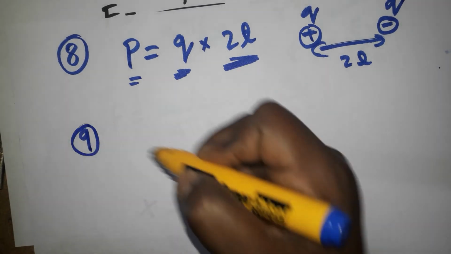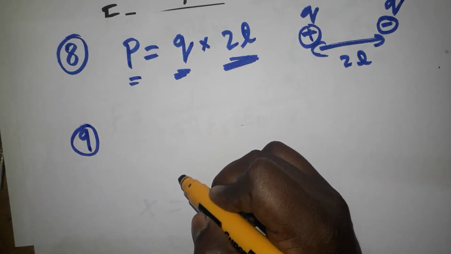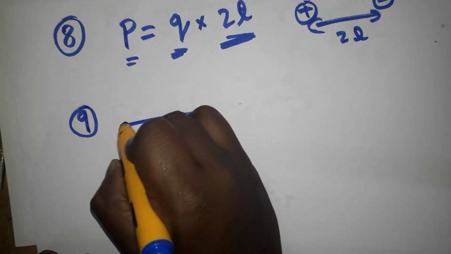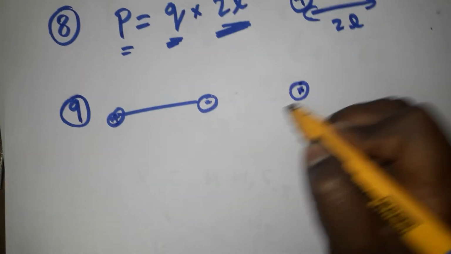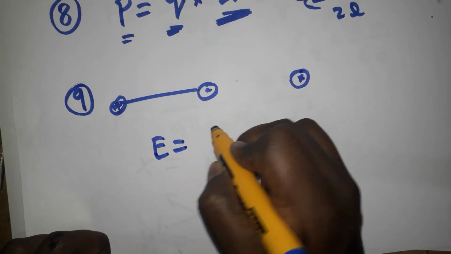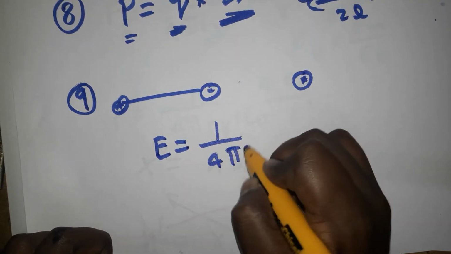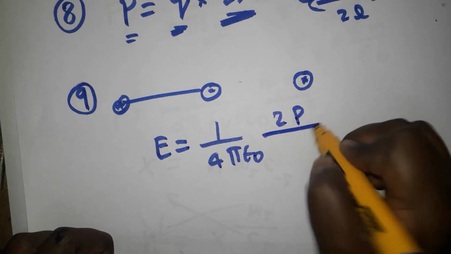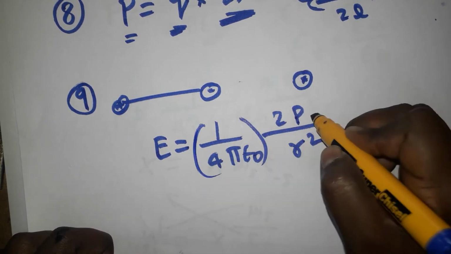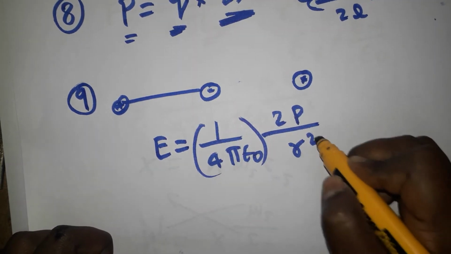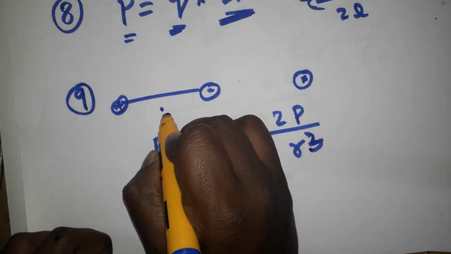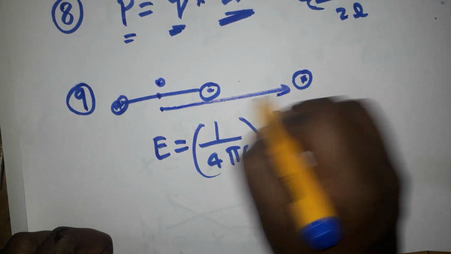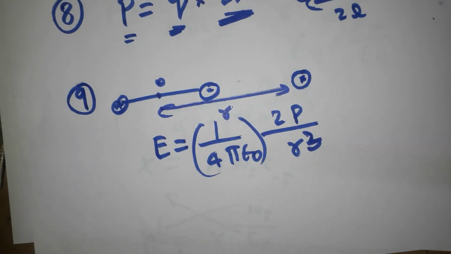The next formula: electric field due to the axial line and due to the equatorial line. This is a dipole, here it is plus, here it is minus. This point we can take on the axial line. What is the electric field due to the axial line? 1 divided by 4 pi epsilon naught, 2p divided by r cube. This is the constant, P is the dipole moment, and r is the distance of the test point, measured from the center to this point.